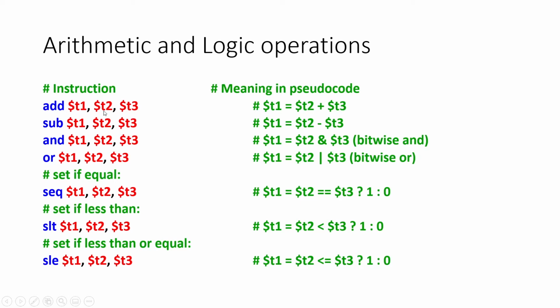We can actually use, for example, the same register. We can use T2 equal to T2 plus T3. We can do that as well. Another one is subtraction. In this case, T1 will be equal to T2 minus T3. And then we can do the AND operation, the OR operation. Also, we have the XOR operation. I'm not going to put everything here. These are just some of the operations that we can perform.